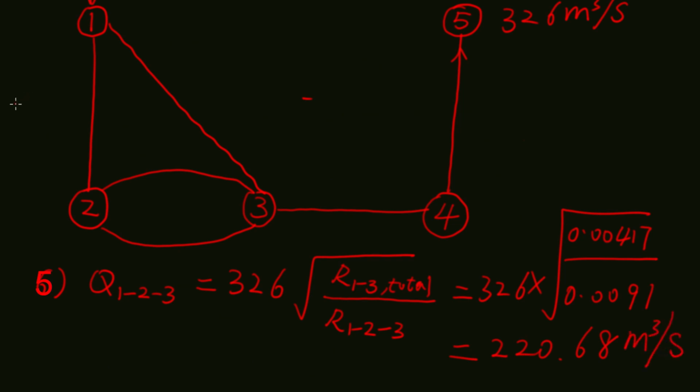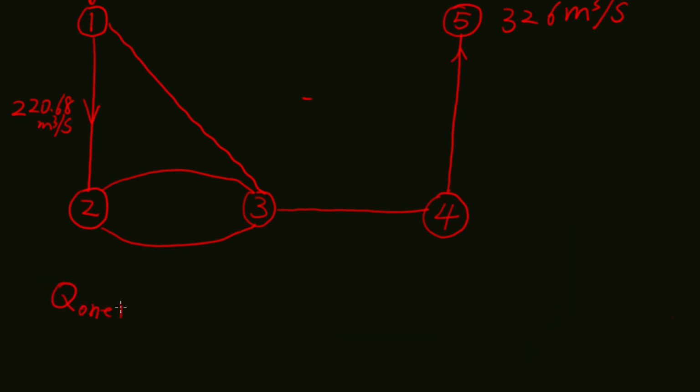So there are 220.68 cubic meters per second of air that goes to 1 to 2 and 2 to 3. That's the total air that goes to 2 to 3. It is going to be distributed among the two haulage levels. Since we know the two haulage levels are identical and have the same resistance, half of the air will go to each haulage level. So Q of each haulage level equals 220.68 divided by 2, which equals 110.34 cubic meters per second.